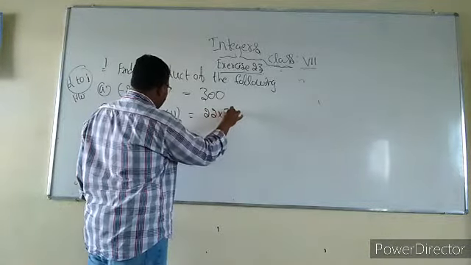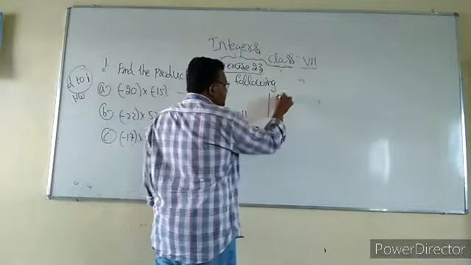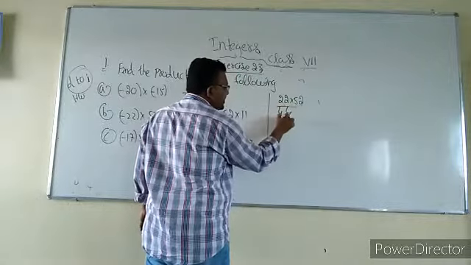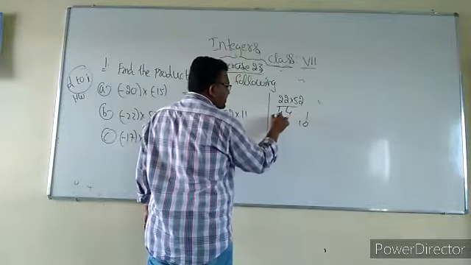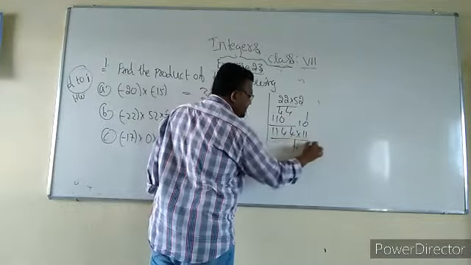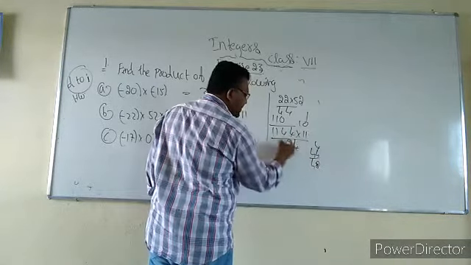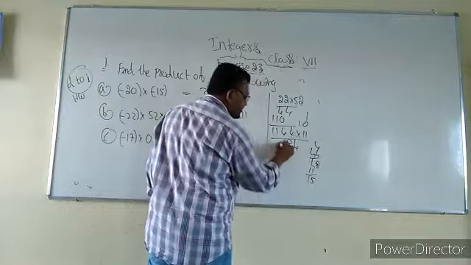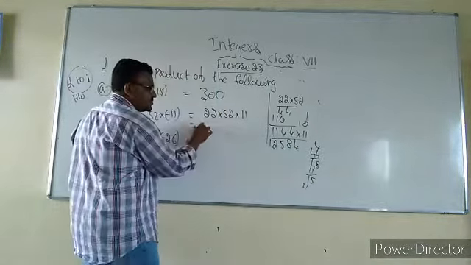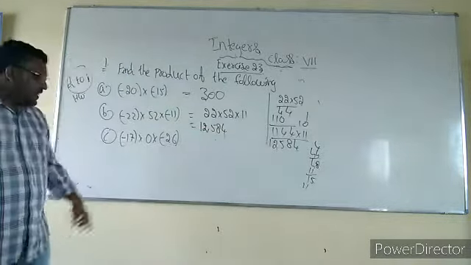Next, 22 into 52 into 11. So in side work, do it better. 22 into 52 first: 2 2s are 4, 2 2s are 4, then 5 2s are 10, 5 2s are 10. So 4, 4, 1, 1 into 11. 11 4s are 44, 11 4s are 44. 11 1s are 11, 11 plus 1 is 12. That is equal to 12,580.